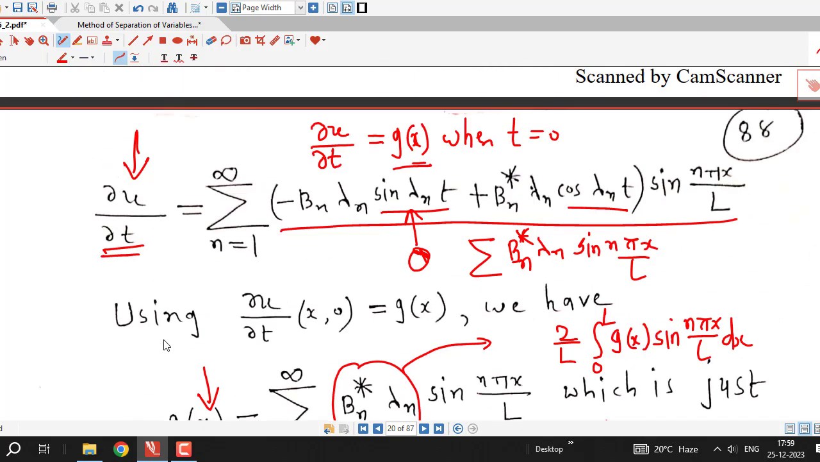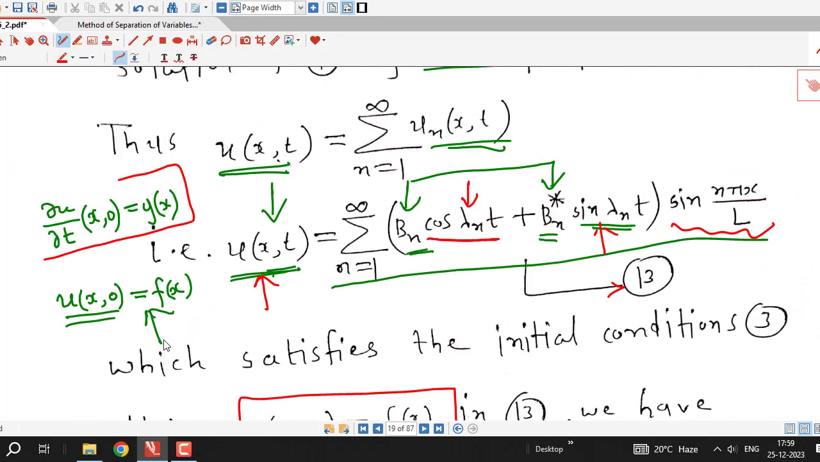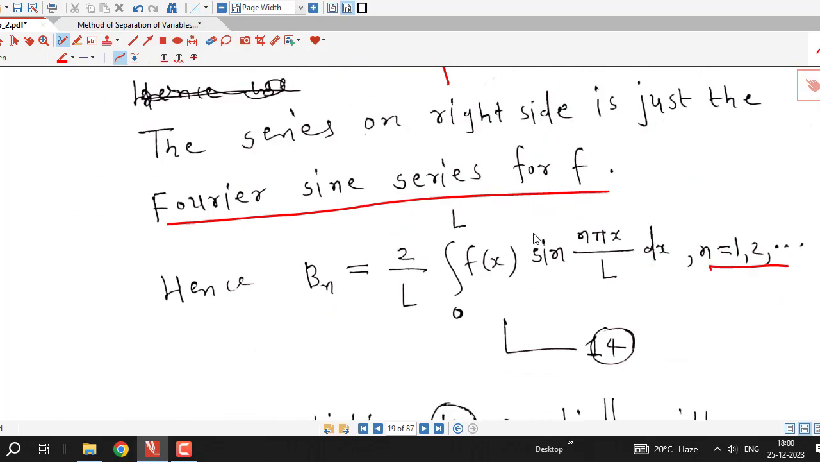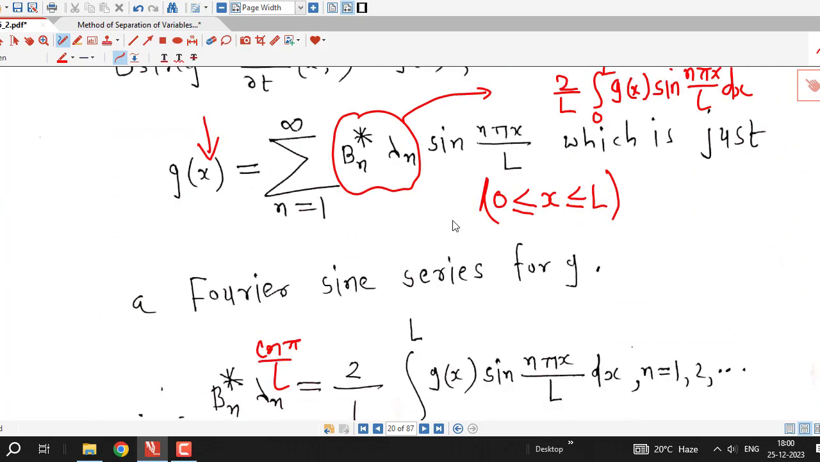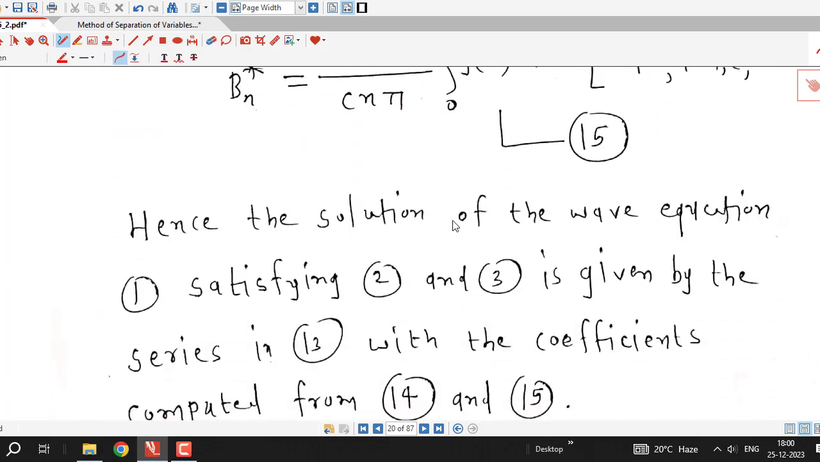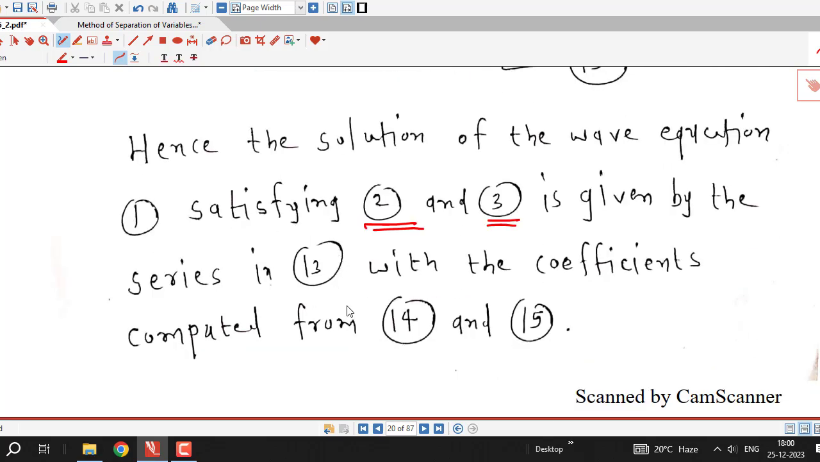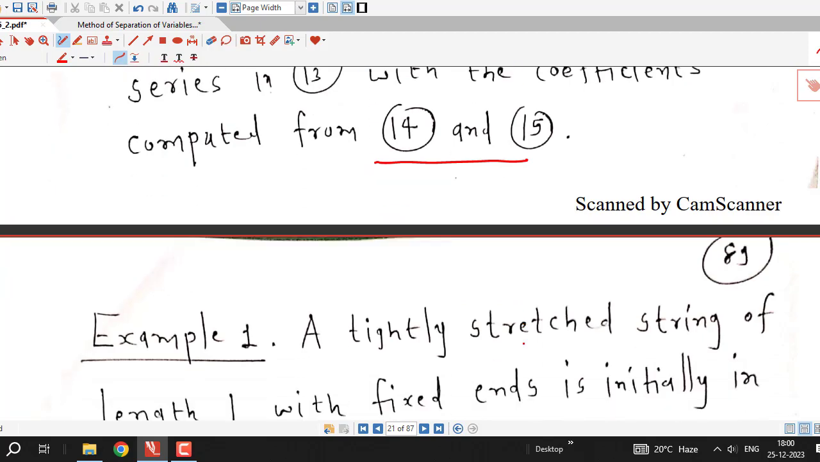You can see we are using Fourier series here, and using Fourier series we are able to determine these two constants b n and b n star. So this is our final solution. Here u is given by equation number 13, and this b n and b n star are given by these two formulas of Fourier coefficients. So I have written here: the solution of the wave equation satisfying boundary and initial conditions is given by the series in 13 with the coefficients computed from 14 and 15.